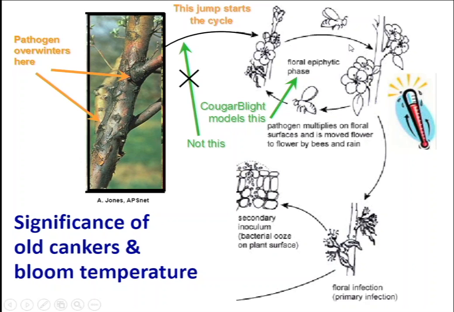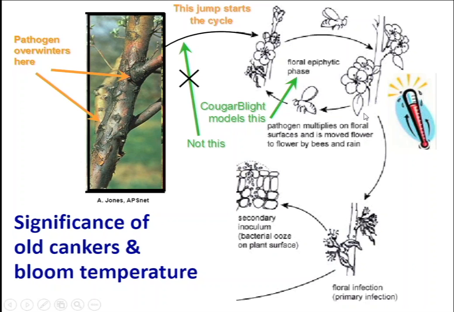So when you get into really warm conditions, the bacteria are doubling quickly and the bees are flying faster, and then this builds up the bacteria in the flowers. And then toward the later stages of bloom, you get enough bacteria in enough flowers that you have a possible infection event that occurs.